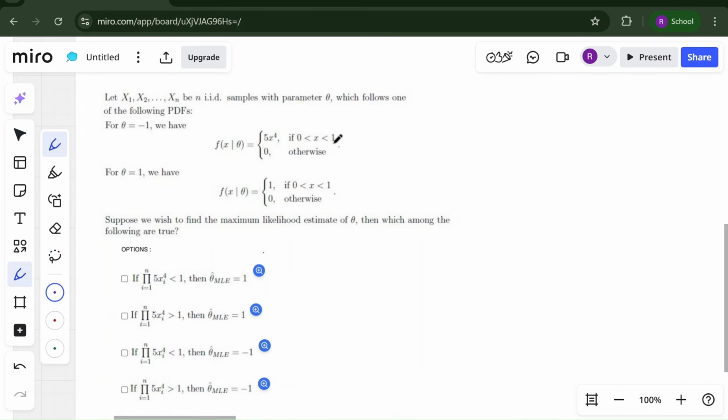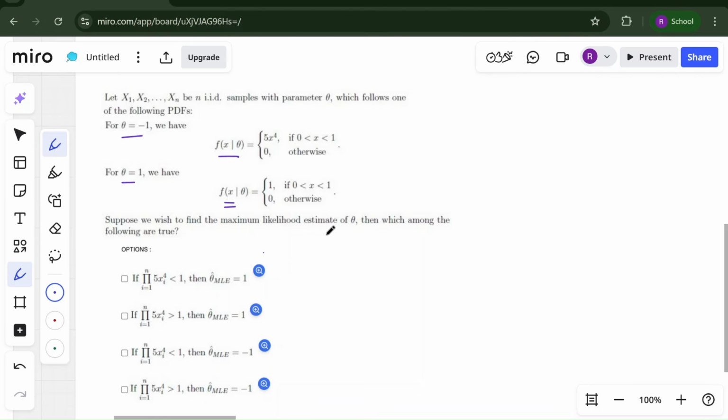So here we have a question on maximum likelihood estimate. It says let these be IID samples with parameter theta, which follows one of the following PDFs. If theta is equal to -1, then you have this PDF. If theta is equal to 1, then you have this PDF.